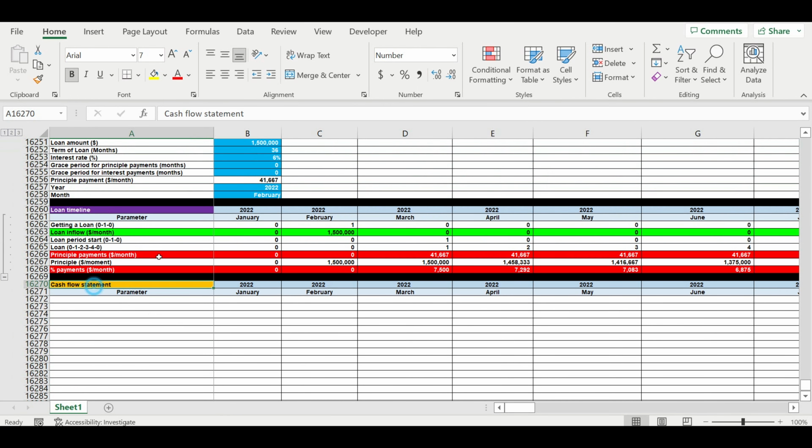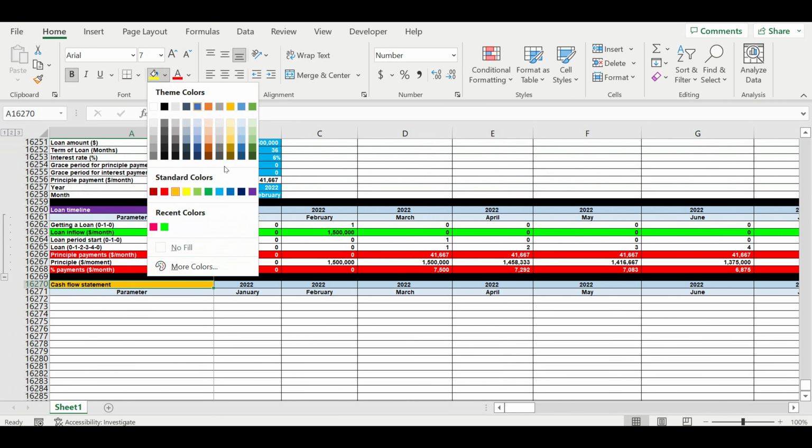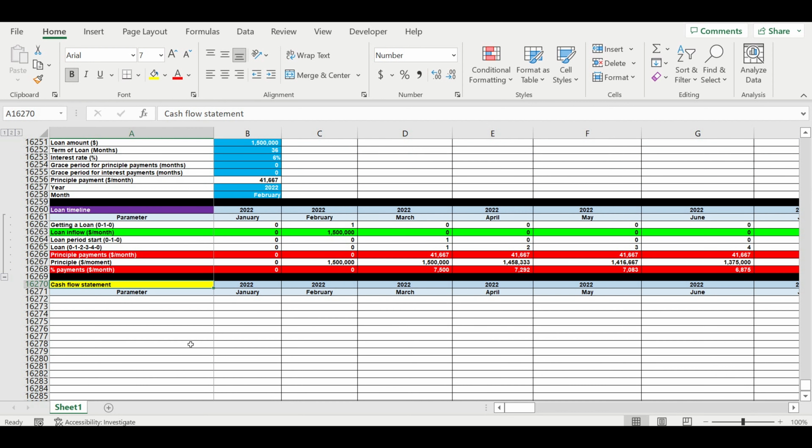So this is the main statement, the main table, where you will be able to see how much money you need to start the business, and how the cash balance behaves during the timeline. So this is one of the most important statements. You will need to make a decision whether to start the business right now or to rethink your business strategy.